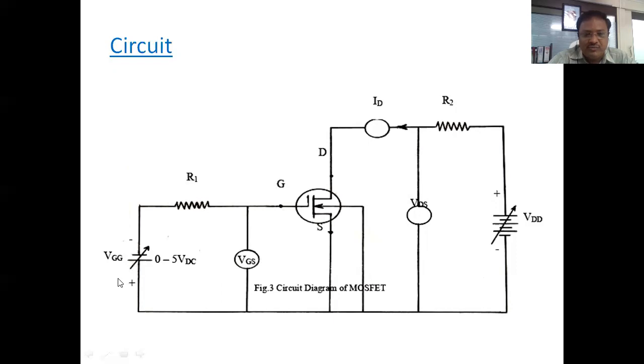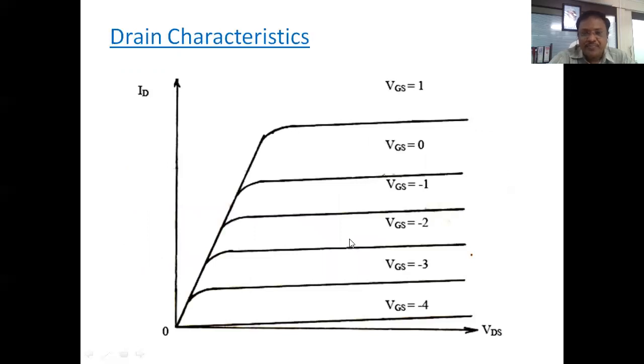So by varying this, we set the value VGS equal to 1 volt, and then we vary the voltage VDD in small steps like 1 volt, 2 volt, 3 volt, 5 volt, 10 volt, 20 volt, and so on, right? And note down the corresponding current ID. When we vary the VDD, we will observe the voltage here called VDS. So this graph is between VDS and ID, that is VDS versus ID, when VGS is constant. So that is shown here.